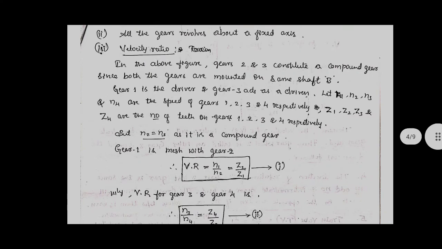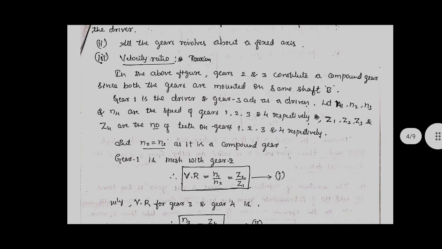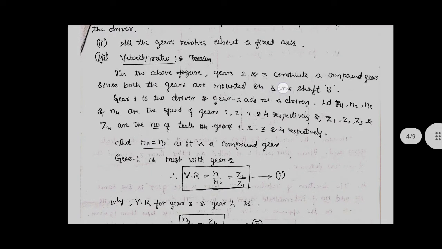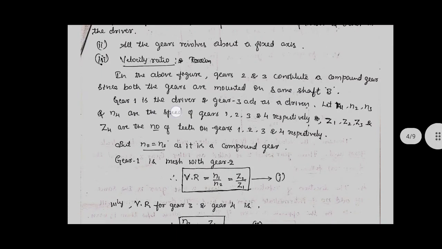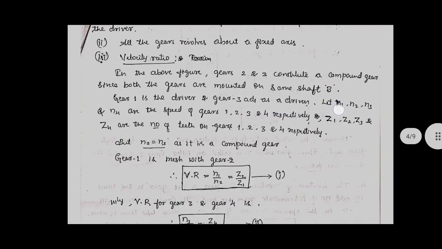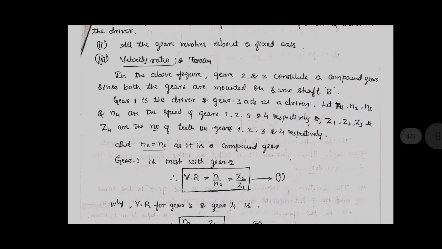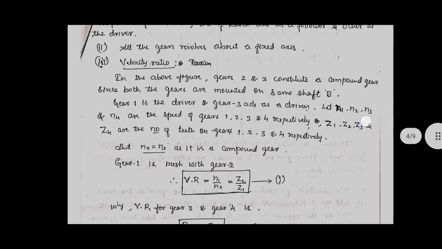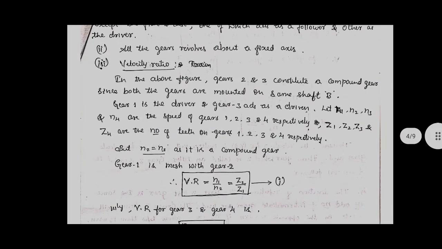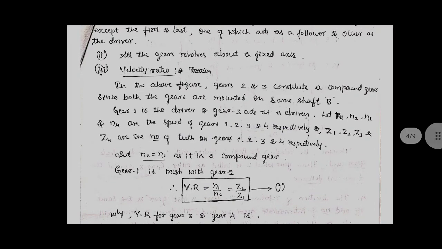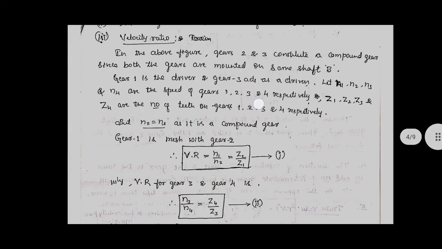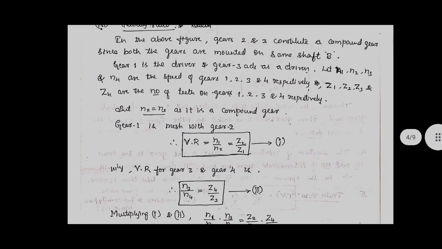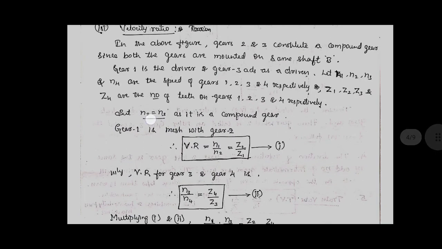So how do we find the velocity ratio of these compound gears? In the figure, gear 2 and 3 form a compound gear, since both gears are mounted on the same shaft. Gear 1 is the driver and gear 4 acts as the driven. Let N1, N2, N3 and N4 be the speeds of gears 1, 2, 3, 4 respectively, and Z1, Z2, Z3 and Z4 the number of teeth on gears 1, 2, 3, 4 respectively. Since N2 and N3 belong to a compound gear, N2 is equal to N3.